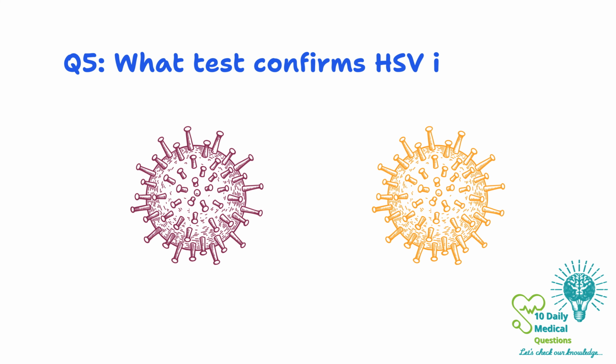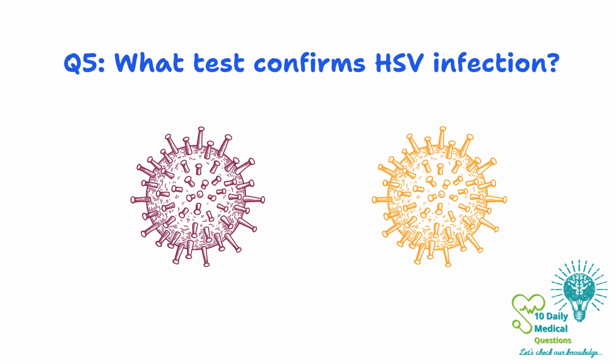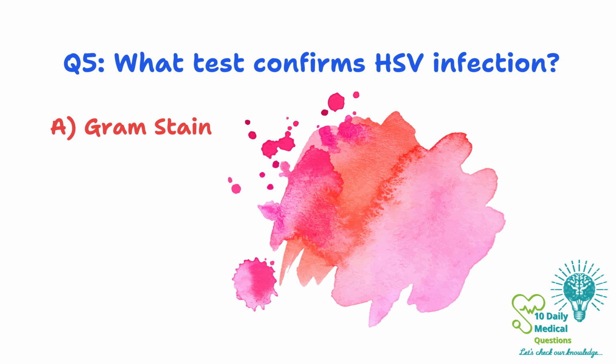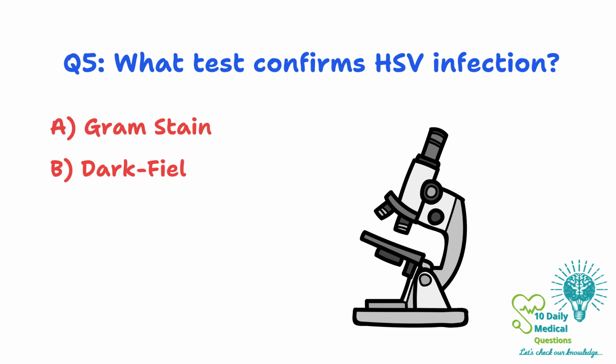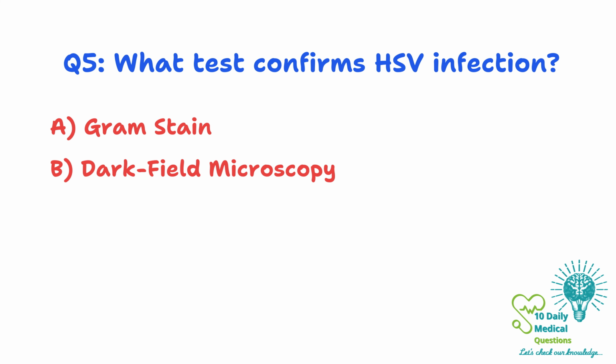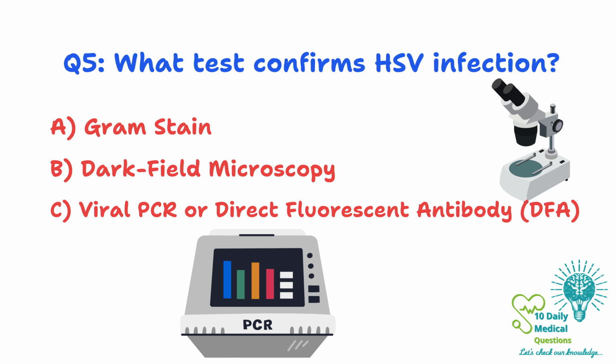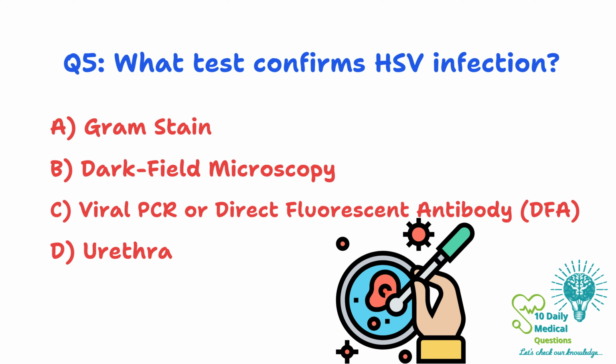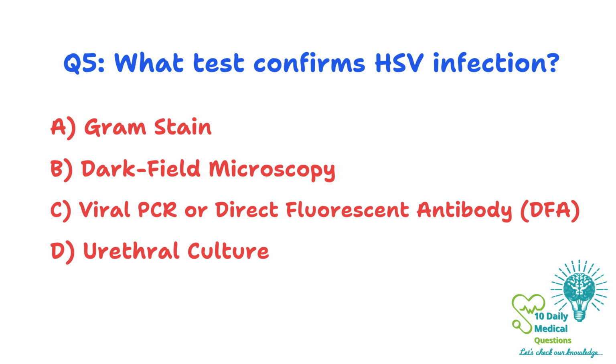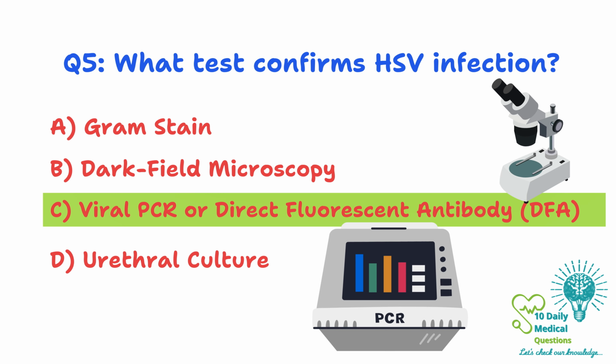Question 5. What test confirms HSV infection? Option A. Gram stain. Option B. Dark field microscopy. Option C. Viral PCR or direct fluorescent antibody, DFA. Option D. Urethral culture. Answer: Option C. Viral PCR or DFA.